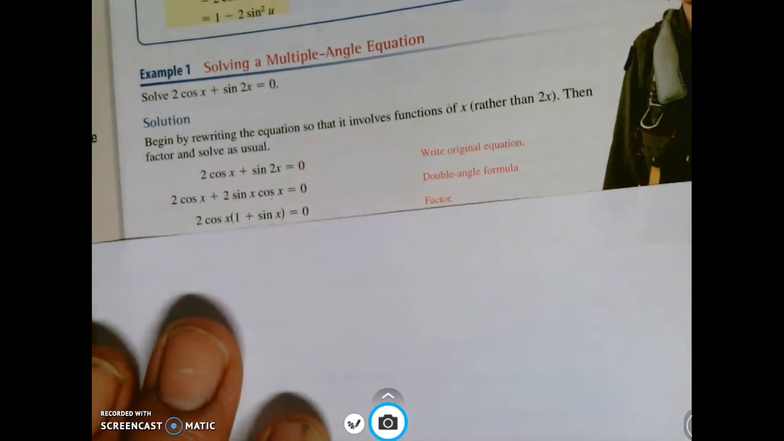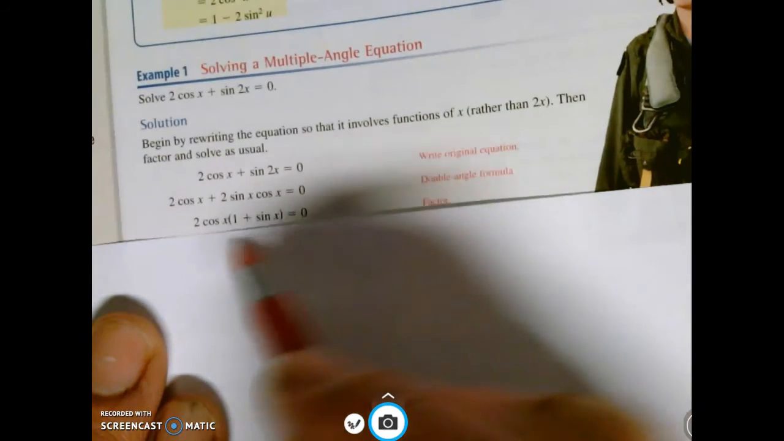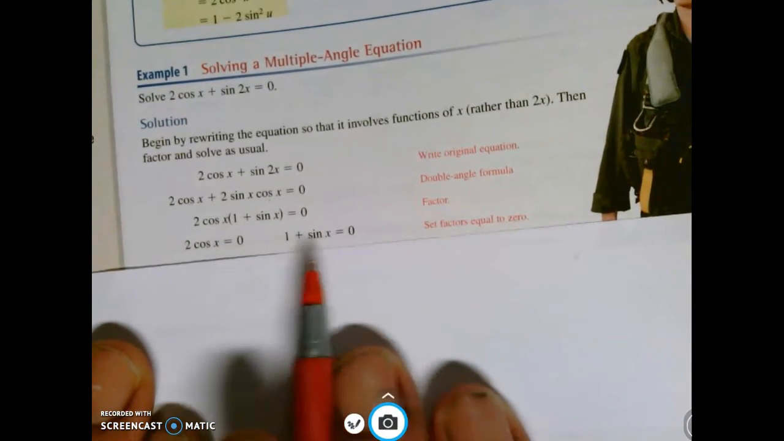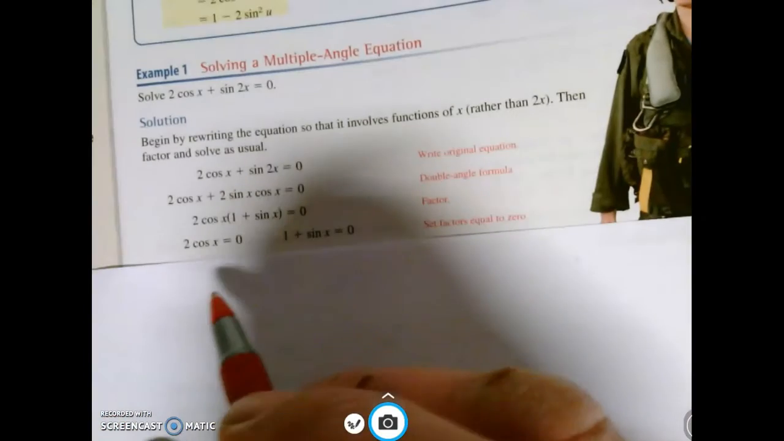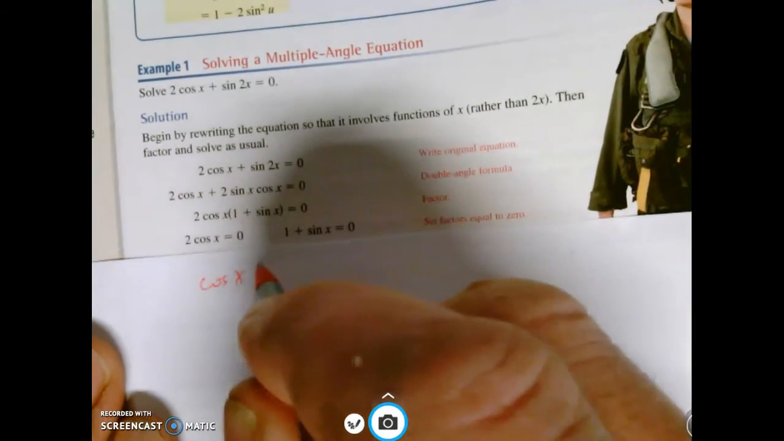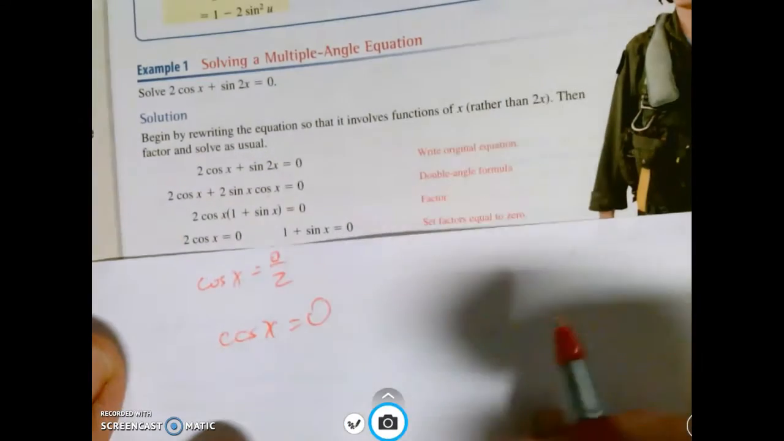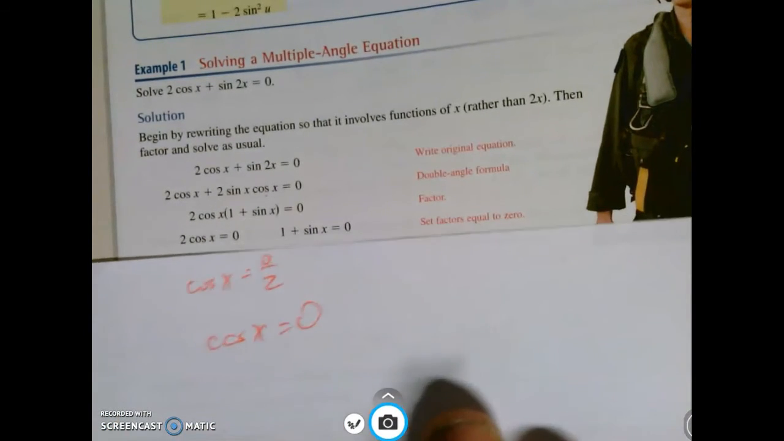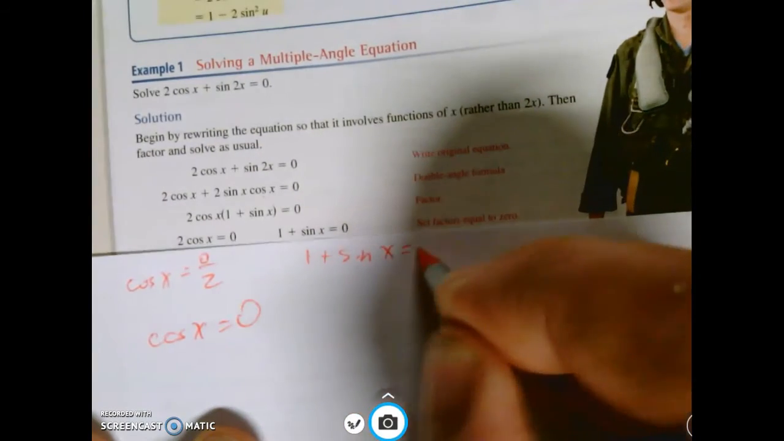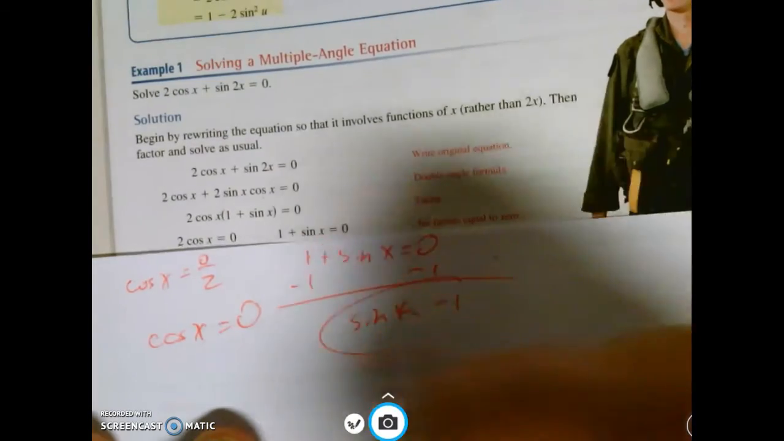Now, here's what we have to do. The whole reason you factor is you can split them into 2 equations. One of the factors equals 0, the other one equals 0. 2 separate equations. How do you solve this? You want to get cosine x alone, so you divide by 2 and you get cosine of x equals 0 divided by 2. 0 divided by 2 is 0. So now you're asking, when does cosine equal 0? And over here, you have 1 plus sine x. You subtract 1 on both sides, and you get sine of x equals negative 1.